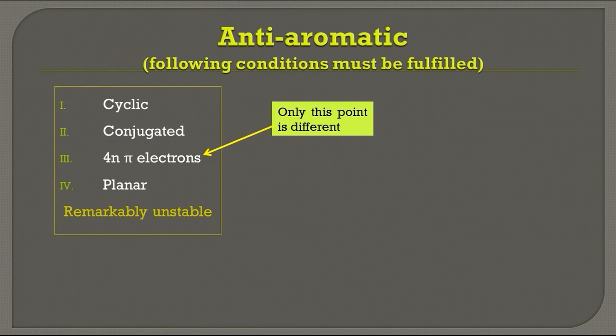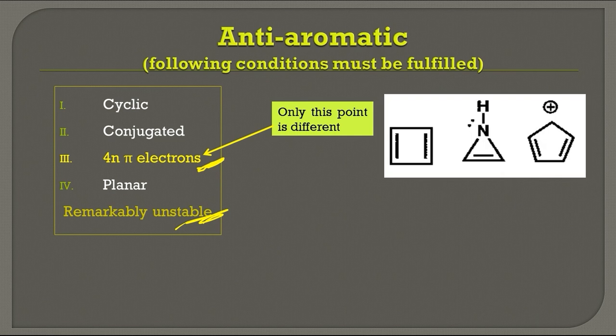Now the anti-aromatic, we know only this third factor is different if you compare with aromaticity, otherwise there is no such difference. And this is important. This is very, very unstable, because sometimes questions are framed in this way. Suppose 3 to 4 examples are given, which one is very unstable, then you can choose whether it is anti-aromatic or not, because if it is anti-aromatic, obviously it has to be very unstable. So here we have these 3 examples.